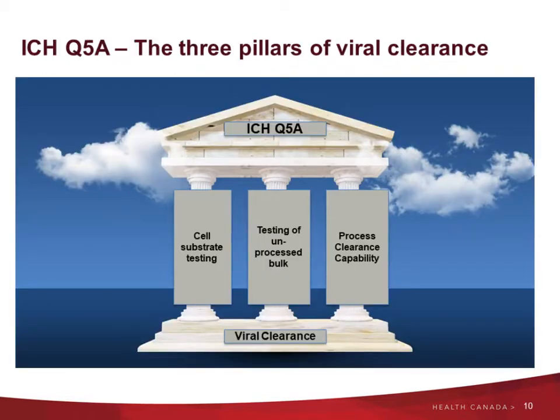So there are three pillars of viral clearance in ICH Q5A. There's the cell substrate testing, which involves testing of the master cell bank, the working cell bank, and the cells at the limit of in vitro age, and also testing of the media as well. The second pillar is the testing of the unprocessed bulk. And this is looking for any adventitious agents that may have become introduced into the process stream during the culturing or fermentation period. And the third pillar is the process clearance capability.